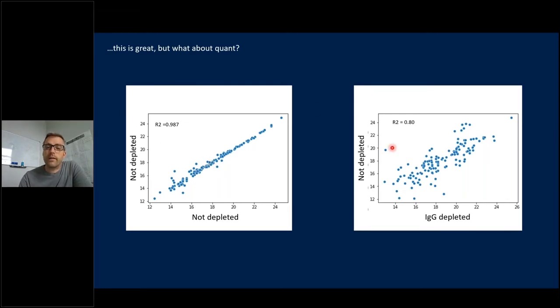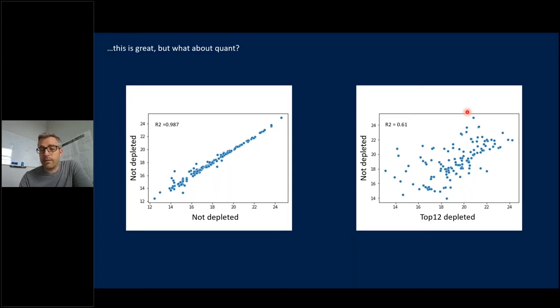But the moment we actually fiddle with highly abundant proteins, we will have an impact on the proteins that we can detect and also how we quantitate them. So if we make this comparison between non-depleted sample versus IgG depleted sample, again injecting the same amount on the same system, we can see that our correlation between the two different methods degrades very quickly. We only get like a 0.8 or 80% correlation between the two. This gets worse if we deplete more abundant proteins.